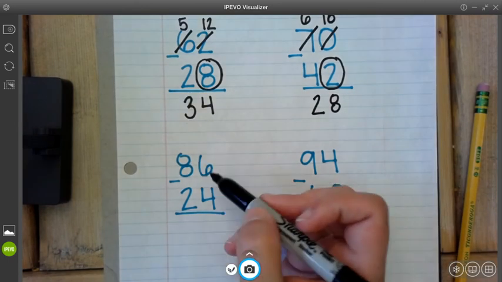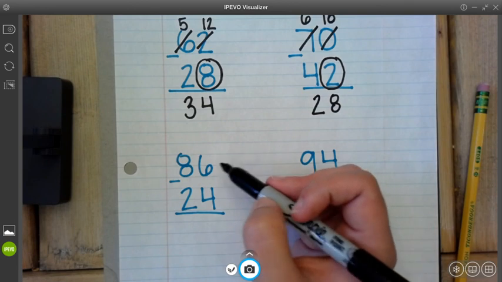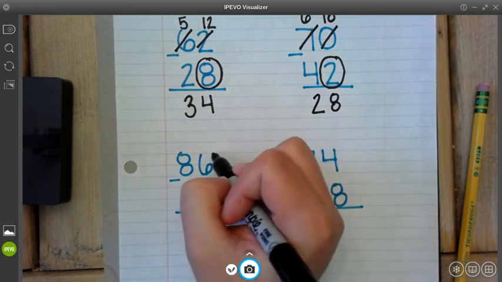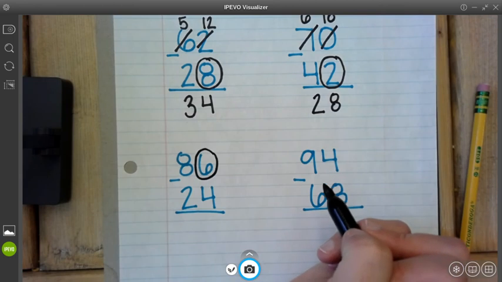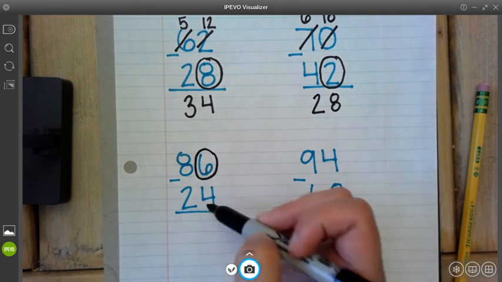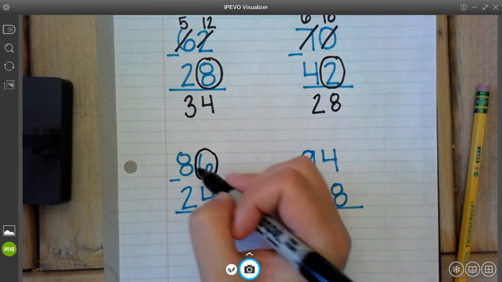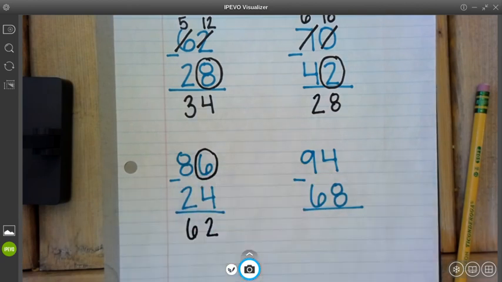The next problem is 86 minus 24. Again, I'm going to start by looking at my numbers in the ones place, and I'm going to circle my bigger number, which is 6. If the big is on the top, there's no need to borrow. So I can subtract as normal. So 6 take away 4 equals 2, and then I move to my tens place. 8 take away 2 equals 6, and my answer is 62.